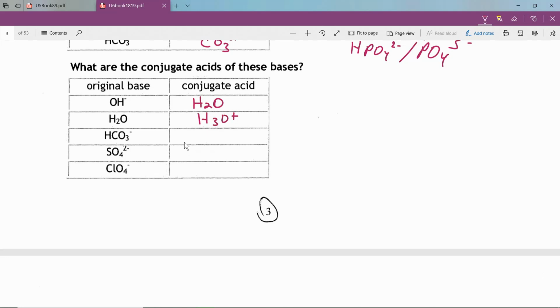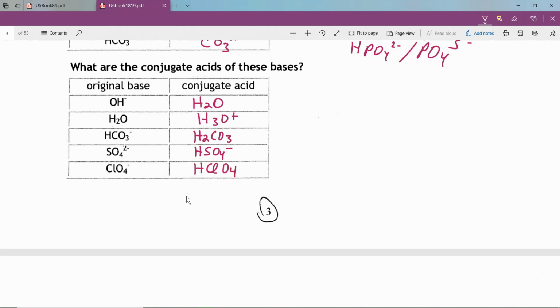HCO3-, I add an H plus to that, I get H2CO3. SO4 2-, I add an H plus to that, I get HSO4-. ClO4-, I add an H plus to that, I get HClO4.